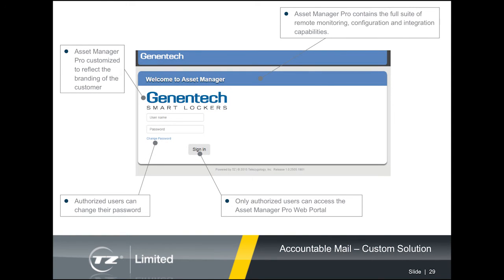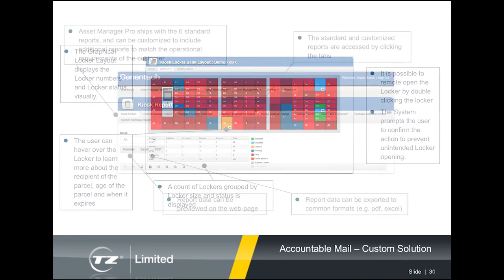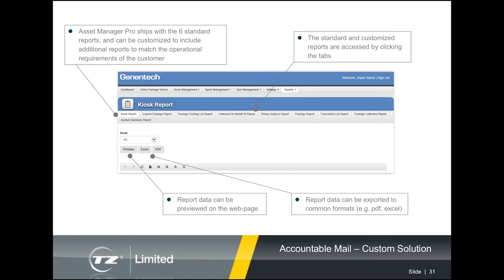The Custom Asset Manager web portal is a secure application that requires permitted users to log in. In the next couple of slides, we'll cover off some of these features. The Asset Manager web portal provides a virtual graphical view of lockers in the locker bank. Asset Manager ships with the same standard reports that are in the off-the-shelf Courier product, but also includes any custom reports that have been designed for the client.